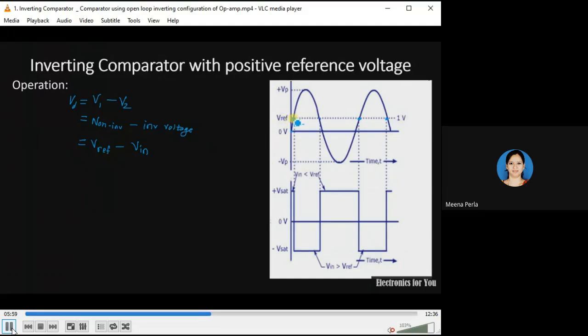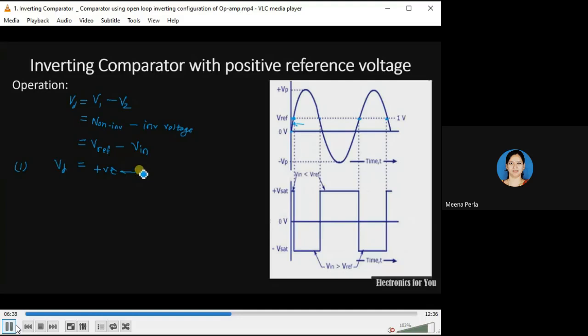So V reference is the greater, higher value. V in is the smaller value. So the high value minus the smaller value will be a positive value. So we need to see whether this differential voltage is positive or negative. If this is positive, then our output will be in positive saturation. So for this, you can find we will have the output voltage as positive.